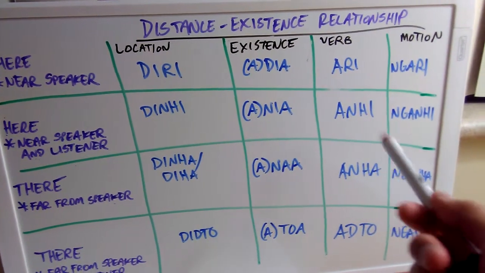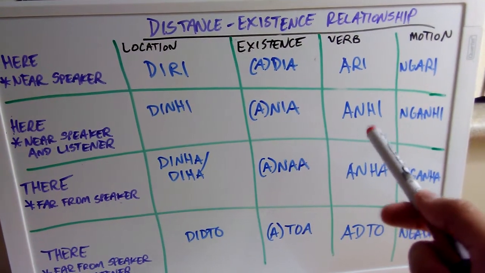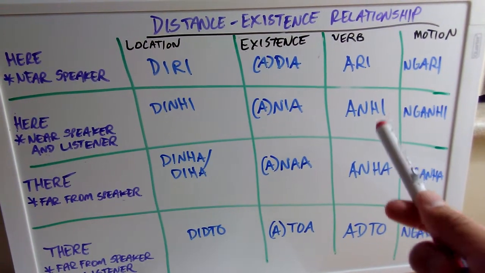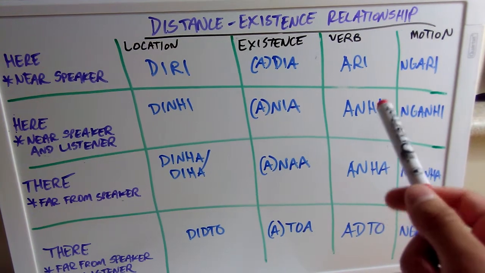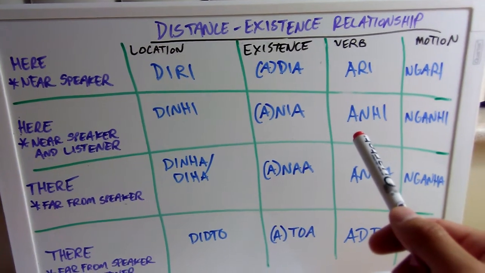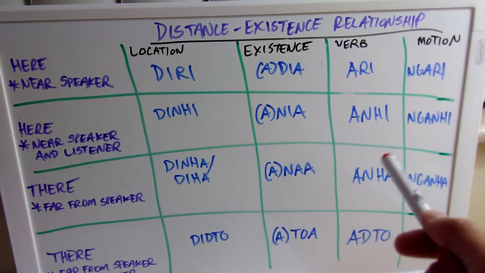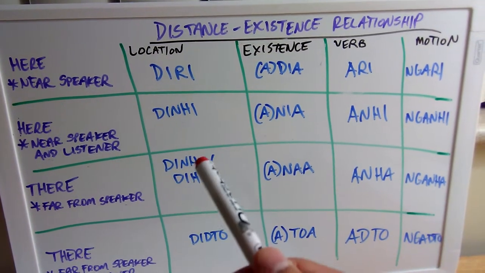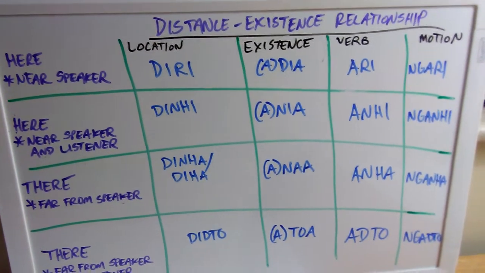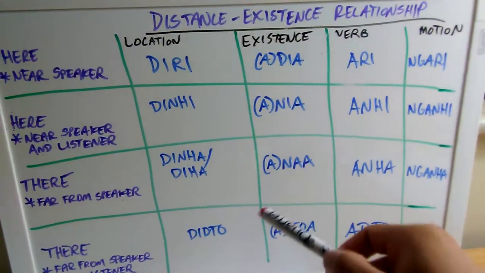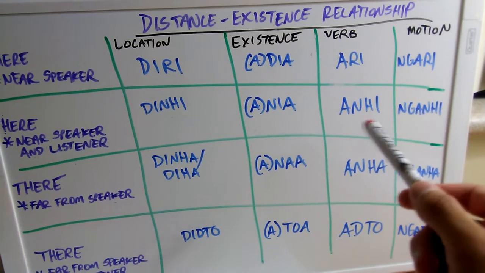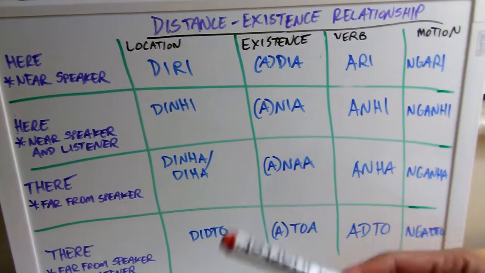For the verb, anhi is well alive, so you will hear this a lot. The most common way anhi is used is kind of like an imperative. You're telling someone to come here. Anhi dinhi, anhi dinhi, or anhi diri, like come here. I'm demanding you to come here. Anhi diri, or anhi dinhi. This is well alive because it's in that expression of coming here.